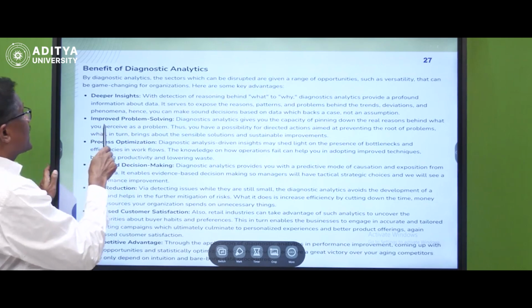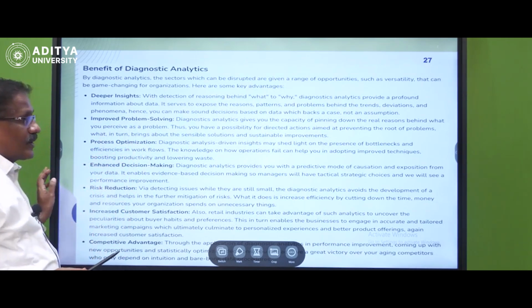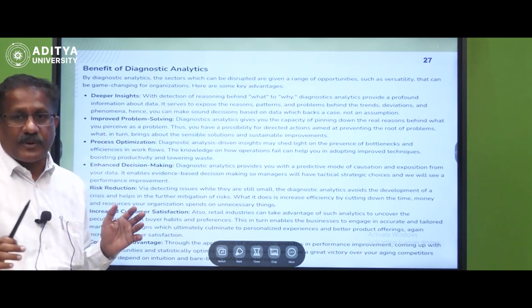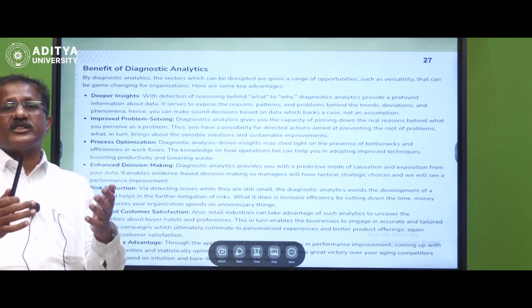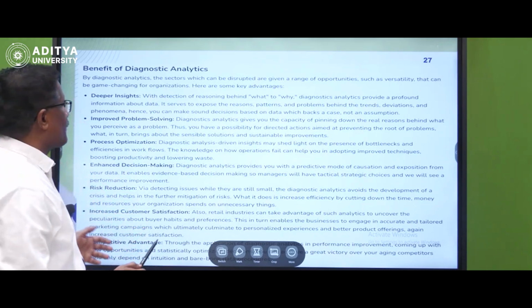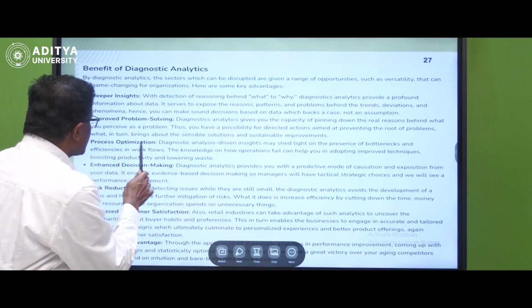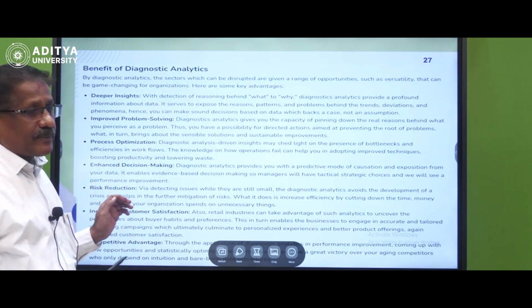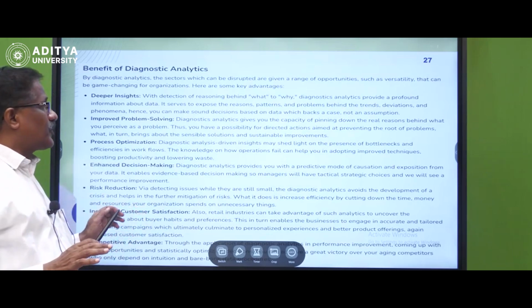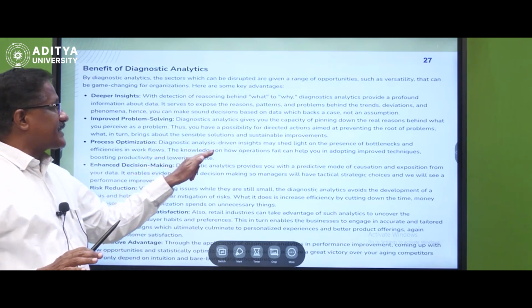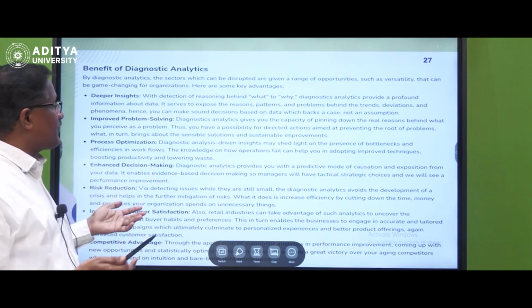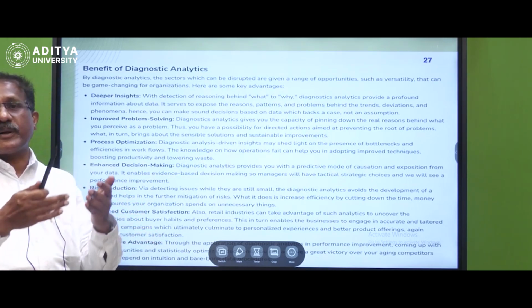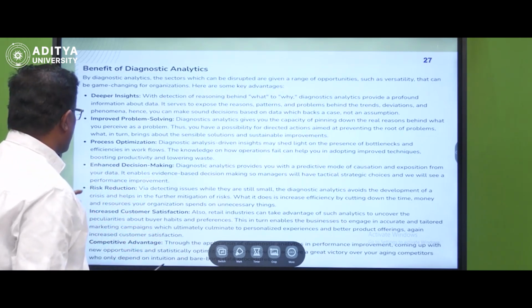The second one, improved problem solving. That means whatever problems we are having, we are going to find solutions, and that solution is supposed to be an optimal solution. And third one, process optimization. Process optimization is nothing but improving with diagnostic analysis driven insight. It gives efficiency to all the activities in the particular problem solving activity.